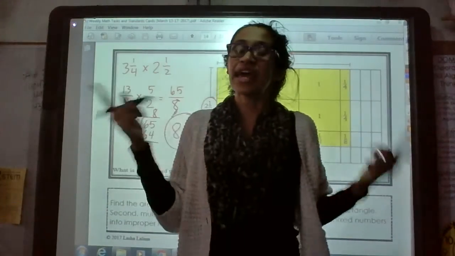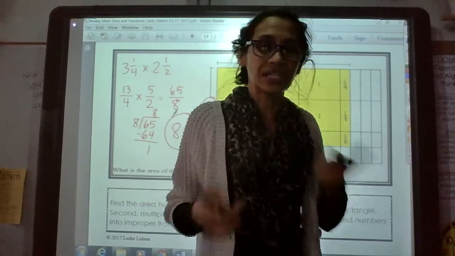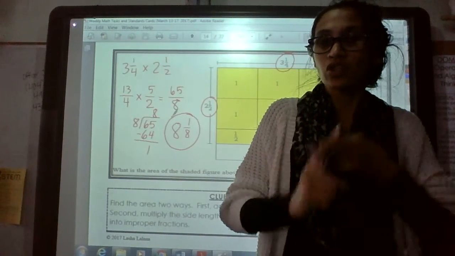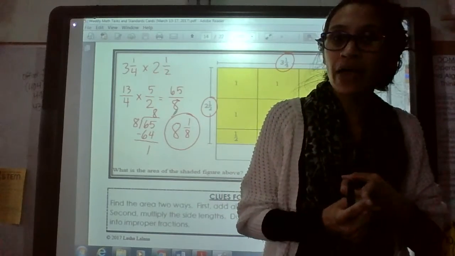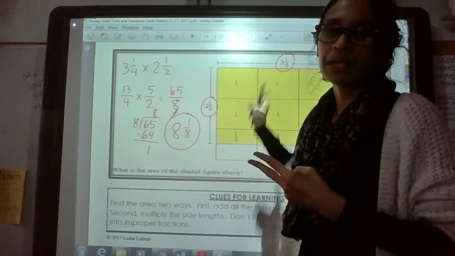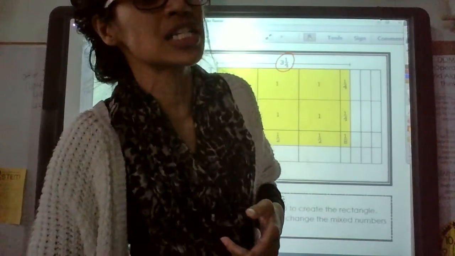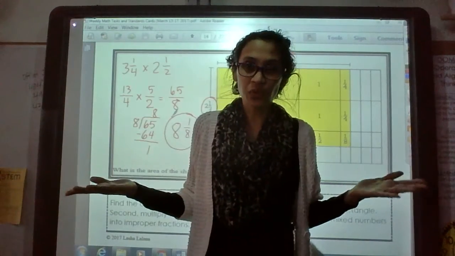That answer matches the answer that we got earlier when we did the first way by counting the tiles and adding them together. 2 ways: count the tiles and add them together. Second way, multiply the length times the width. Don't forget to change your mixed numbers into improper fractions. We are done with this task.